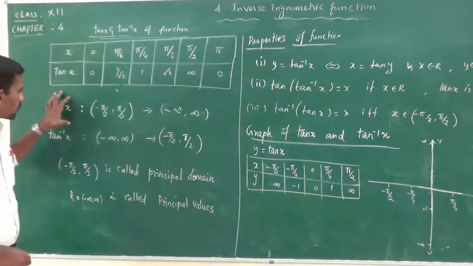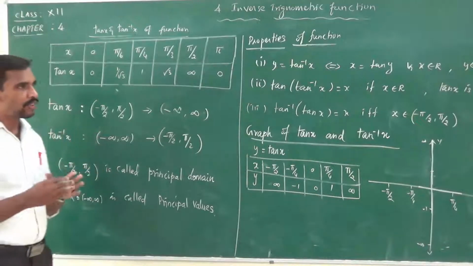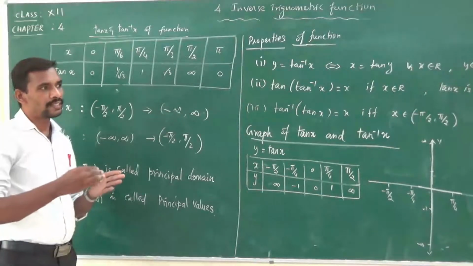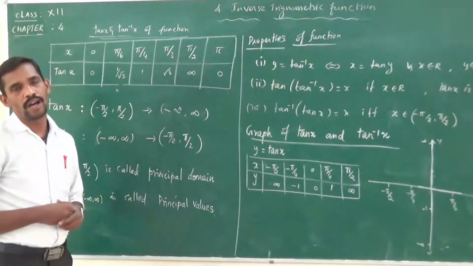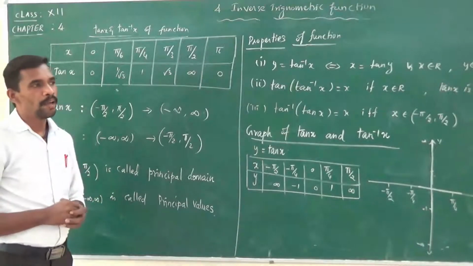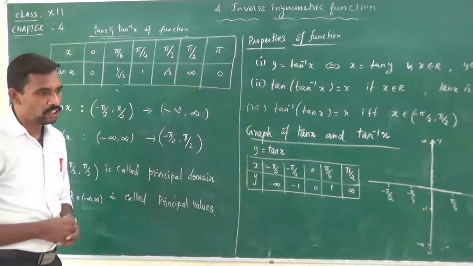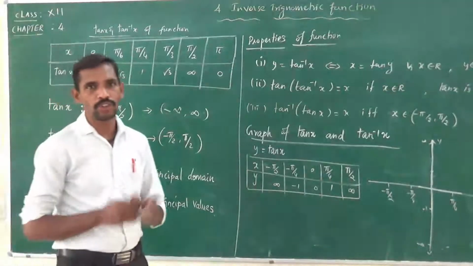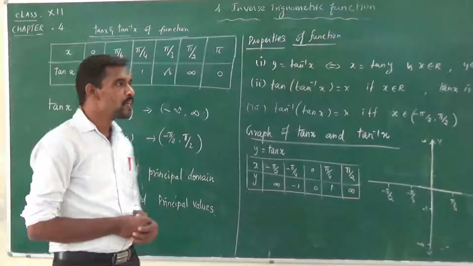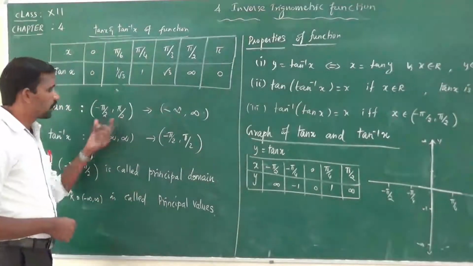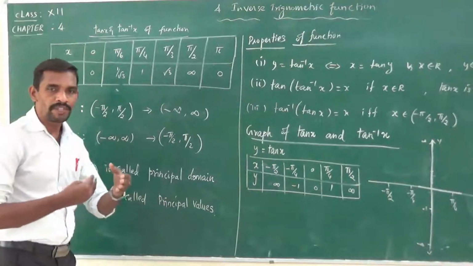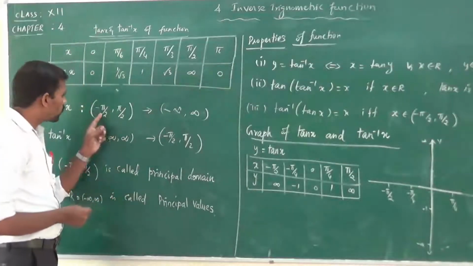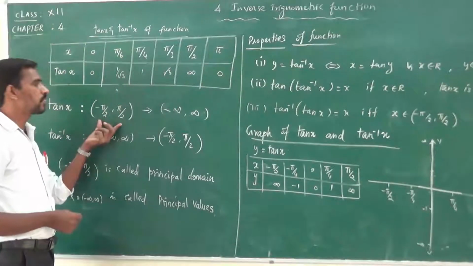Now, consider tan x. But your tan x is not 1 to 1 and onto for the entire domain. But we want to find the inverse of the function, which means the function should be bijective. What is bijective? 1 to 1 and onto. So, in a particular domain, that is a restricted domain, right? So, minus pi by 2 to plus pi by 2, this is the restricted domain.